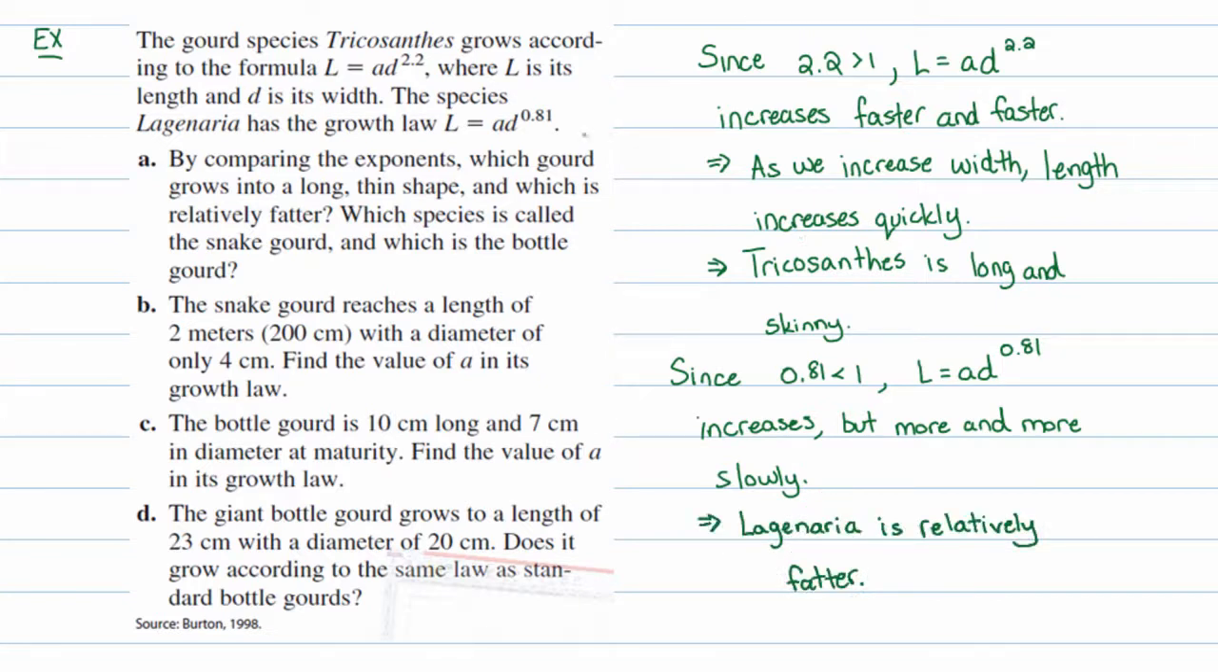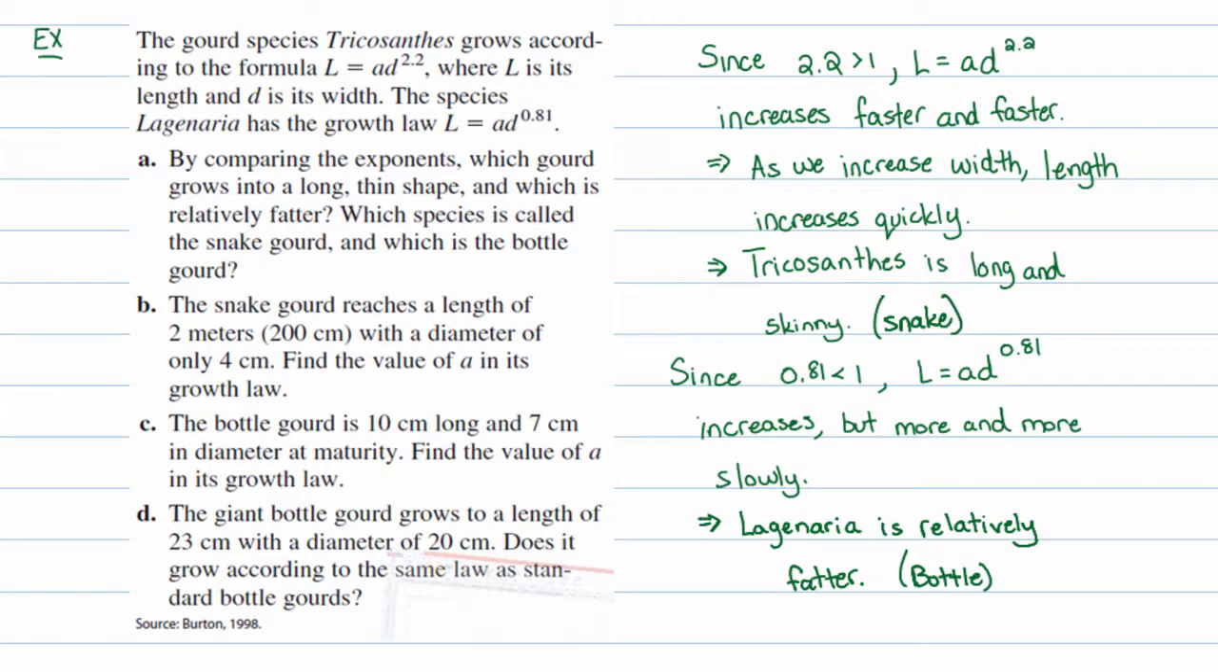Now this is just interesting because these are actually species of gourds, and you can actually learn something other than math here. The second part of this first question is which species is called a snake gourd and which is called a bottle gourd. You can kind of guess. This is the bottle gourd, and the one up above, the long skinny one, is called a snake gourd, unless somebody wants to play a cruel joke and misname them.